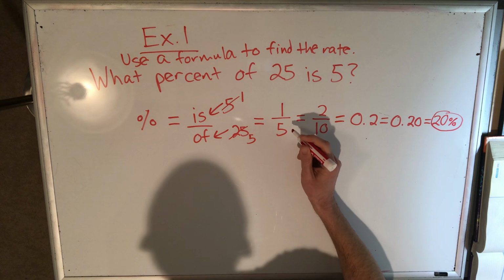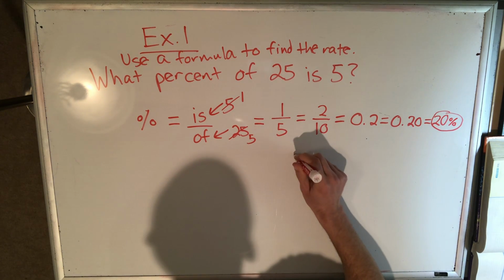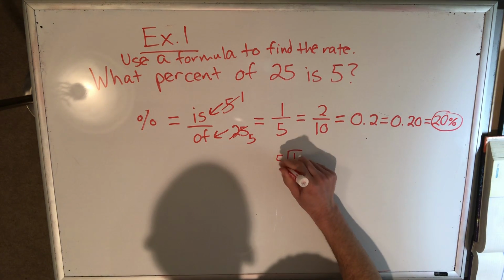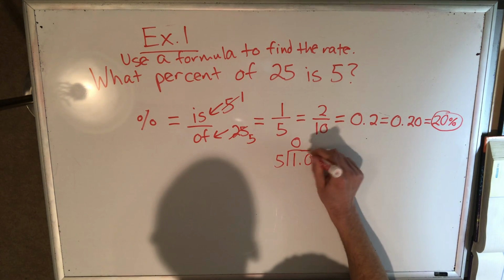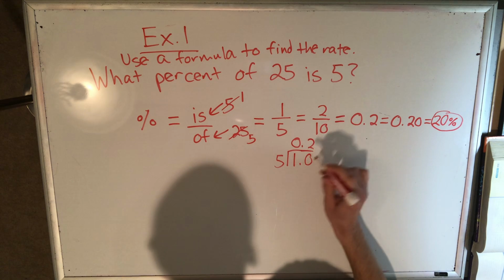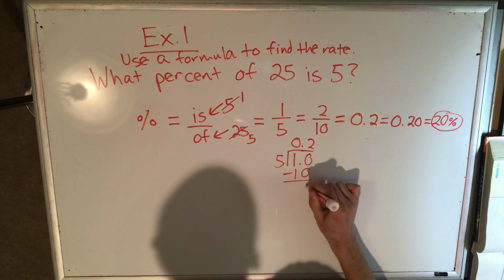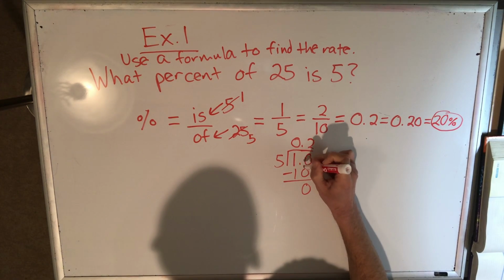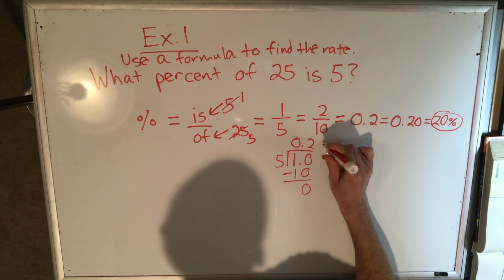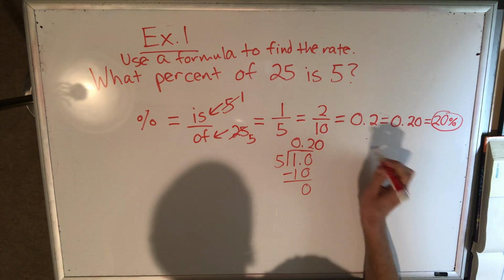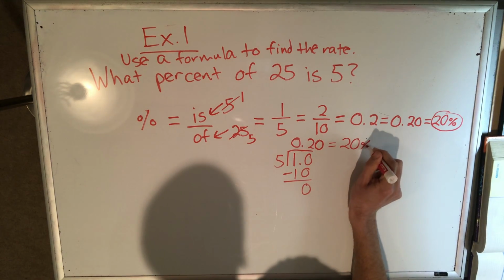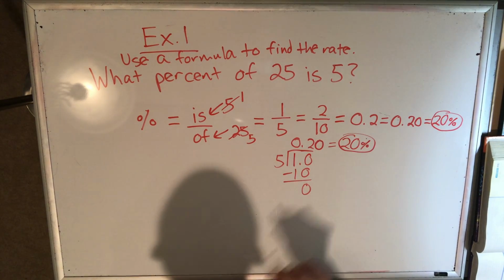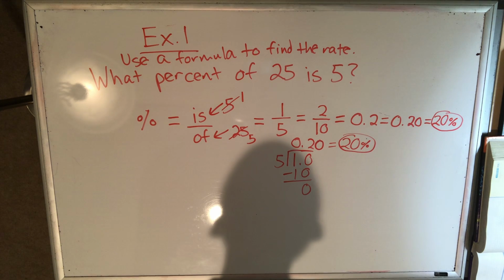Or you can do 1 divided by 5. 5 goes into 1 0 times. 5 goes into 10 2 times exactly. Line up the decimal point in the answer with the decimal point in the problem. You can put a 0 at the end of the decimal number. 0.20 is equal to 20%. 20%, or 1/5 of 25, is 5.